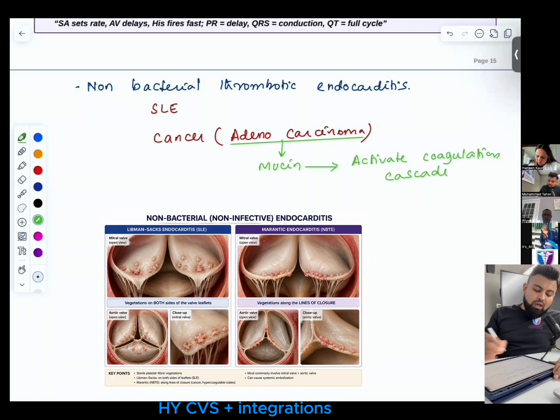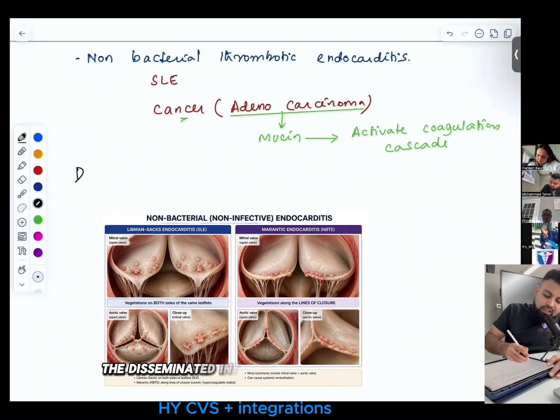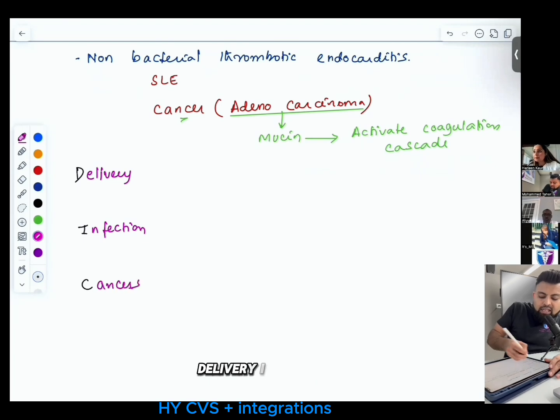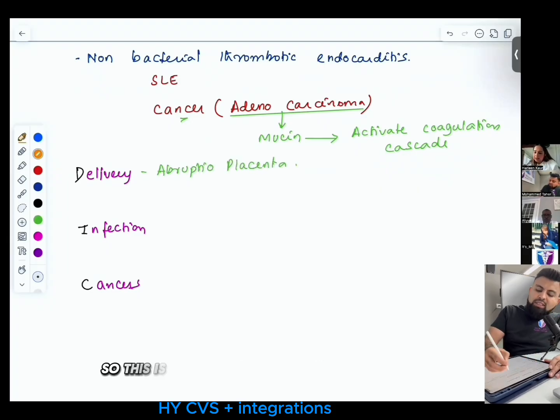This is why, if you recall, I mentioned that adenocarcinoma is associated with disseminated intravascular coagulation. I gave you a simple mnemonic for DIC. It was DIC, and that is delivery, infection, and cancers. Cancer. Right? Delivery, infection, and cancers. So delivery, such as abruptio placentae. The question may talk about abruptio placentae, remember? Right. So this is responsible for activating the clotting pathway.